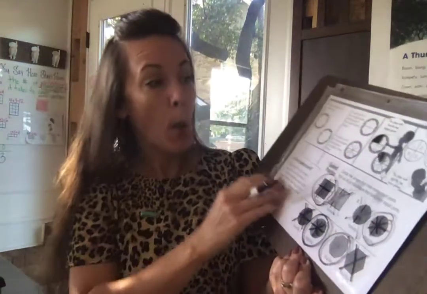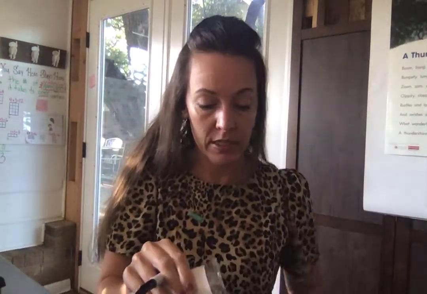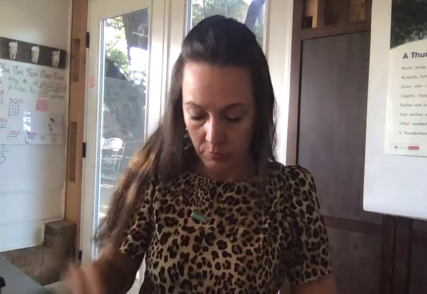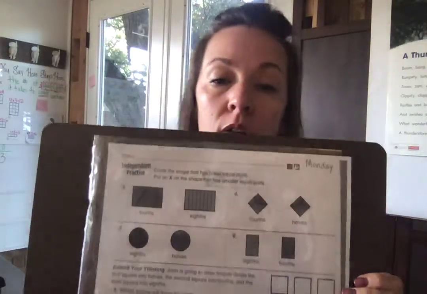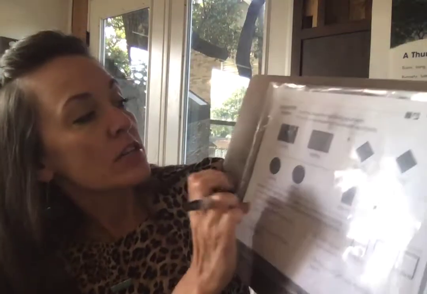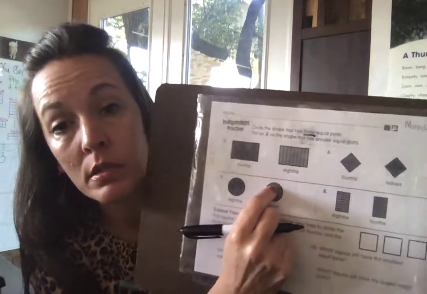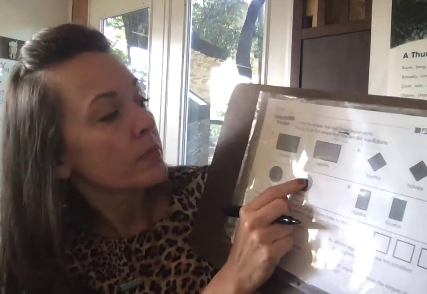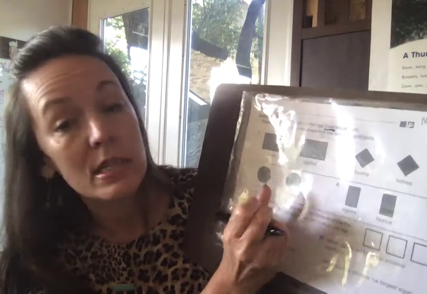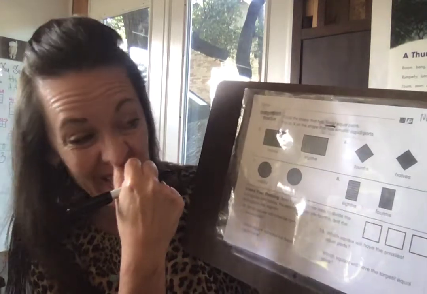Now your job is going to be to complete the back side. But this time, your instructions are the opposite. It says circle the shape that has fewer equal parts. Fewer means less. Put an X on the shape that has smaller equal parts. So that's the opposite of what we were doing on the other side.